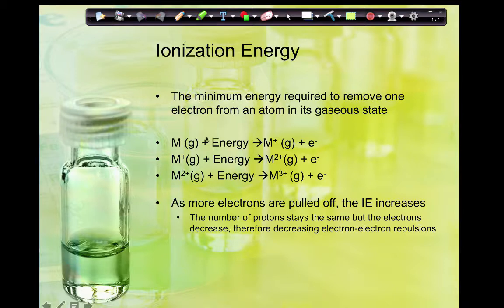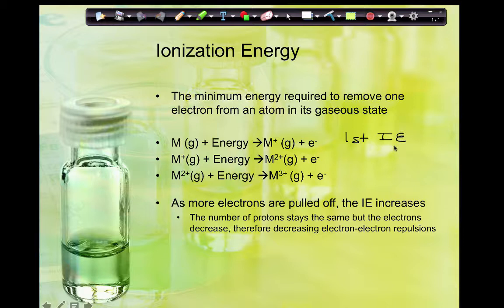So that verbiage is important here because they might ask you to write an equation, so you have to indicate that it's in the gaseous state to do that. So if we take some metal in the gaseous state and then we apply the minimum amount of energy, we are going to eject an electron, and then we're going to be left with the positive ion. So remember, if you remove an electron, you're going to get a positively charged ion. So this is the first ionization energy. That's the energy it takes to remove the first electron.